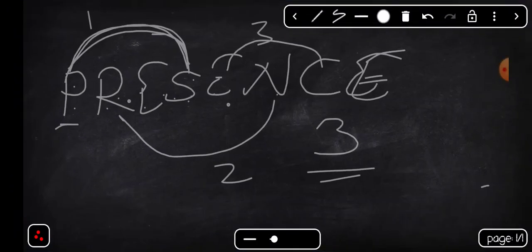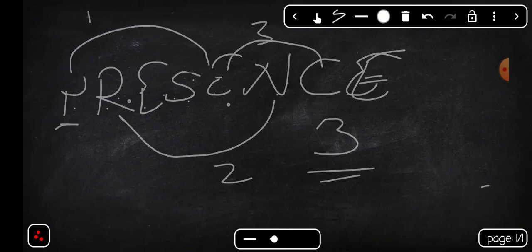This is the word presence. P-R-E-S-E-N-C-E, presence. Let us count in alphabetic order. P, then P-Q-R-S. Yes, this is one pair of letters. That means after P, P-Q-R-S. Then R-S. T U V W, no letters, no pairs are there.